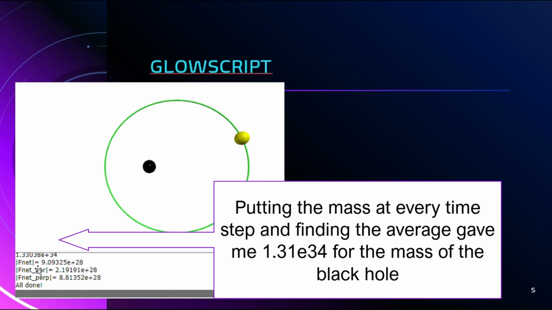And here is the F net component. F net is 9.093 times 10 to the 28th. The parallel component of that is 2.19 times 10 to the 28th, and the perpendicular component was 8.813 times 10 to the 28th. Basically, if you use the Pythagorean theorem, you'll be able to find F net.